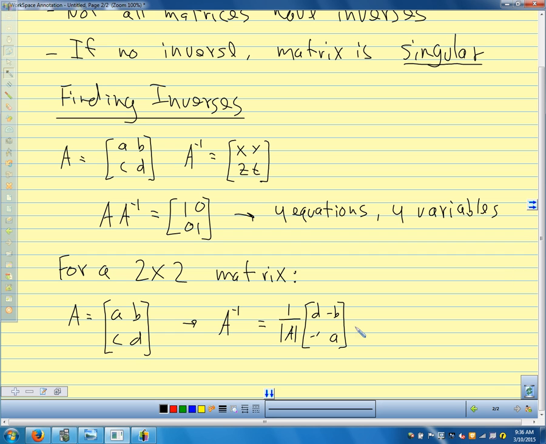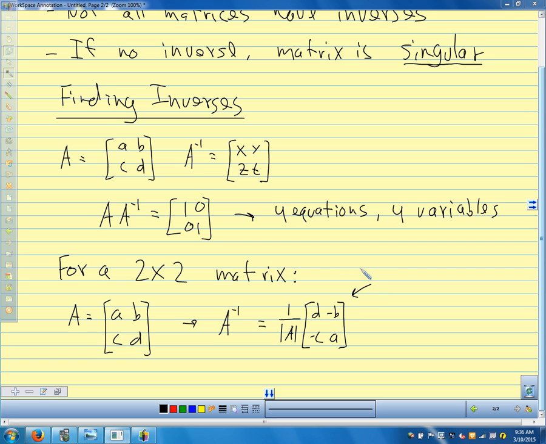For a 3 by 3, the process is a little more involved, so for a 3 by 3, we will use our calculators. But for a 2 by 2, find the determinant, which we know how to do now, switch the two elements on the main diagonal, and switch the signs on the two on the other diagonal. Yeah? So how does it know it's right? The determinant, good question. Let me get to that in just a second.